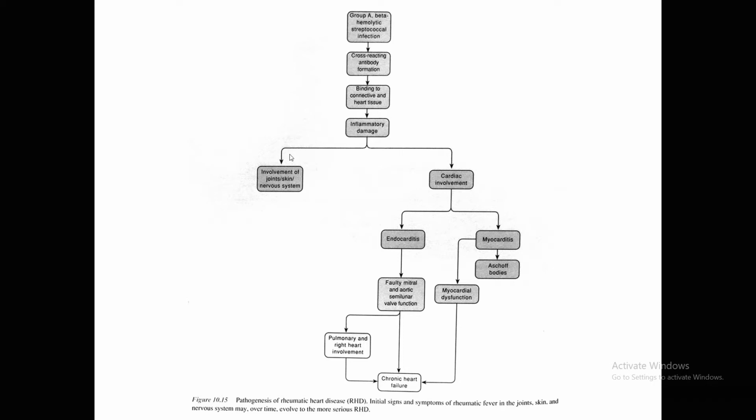together with peripheral structures, such as joints, skin, and eventually the nervous system, because of deposition of streptococci and inflammatory damage to connective as well as to the heart tissue. Endocarditis will produce affection of the valves, mainly mitral and aortic valves, and valve defect, eventually causing complications such as heart failure. The major complications of the endocarditis, the valve defects, will be discussed a little bit later.